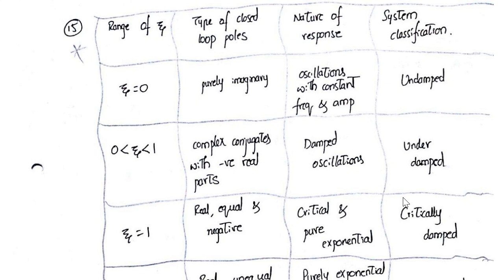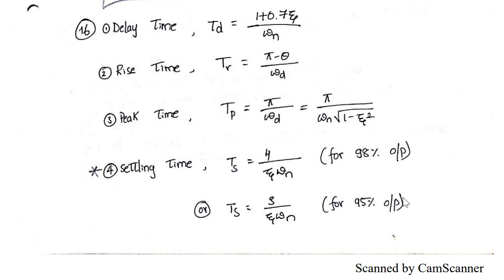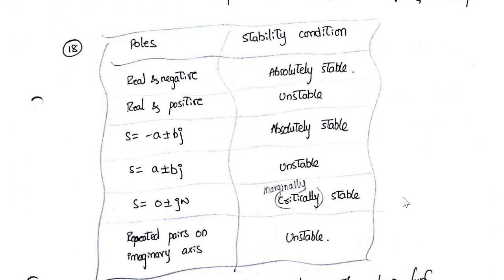This table is very much important. Various times asked in the GATE. Various formulas related to delay time, rise time, peak time, settling time of a control system. Peak overshoot. Very much important, this table.